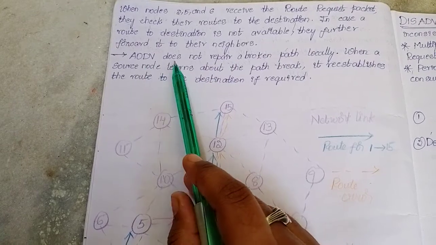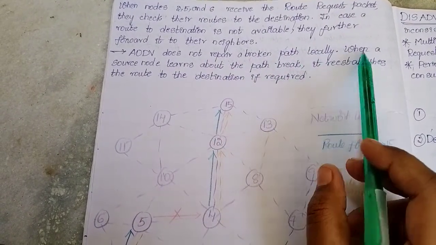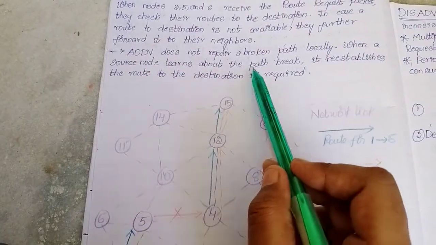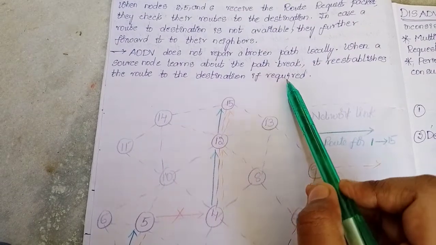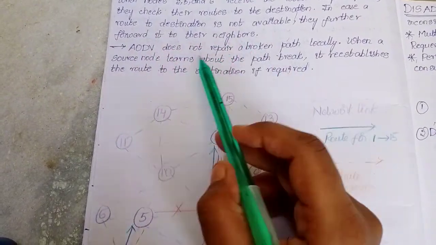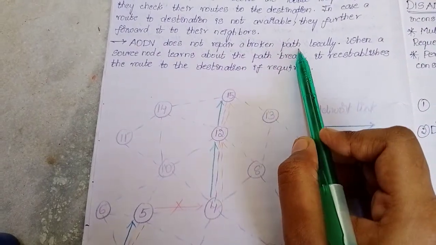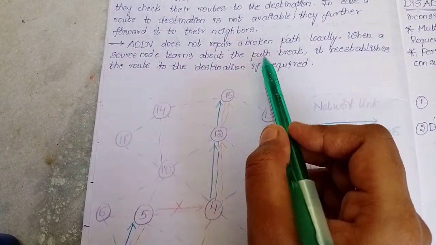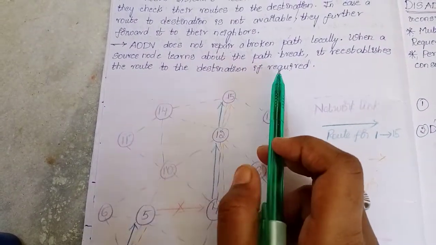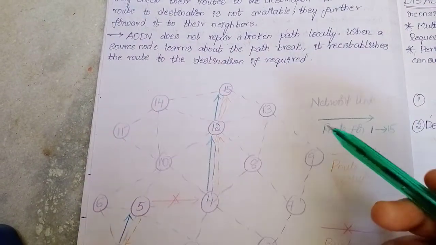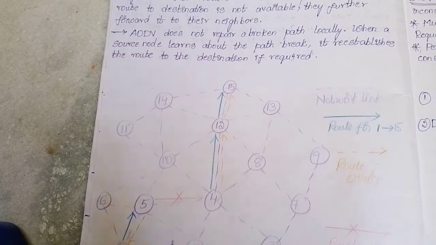AODV does not repair a broken path locally. When a source node learns about the path break, it re-establishes the route to the destination if required. Actually, DSR also cannot repair its broken path locally. When a source node learns about the path break, it re-establishes the route to the destination if required, because a path break will always modify the route from the source to the destination.